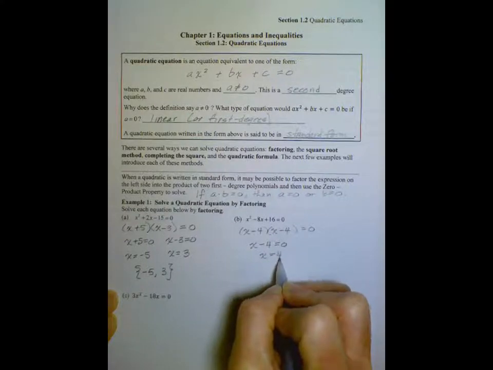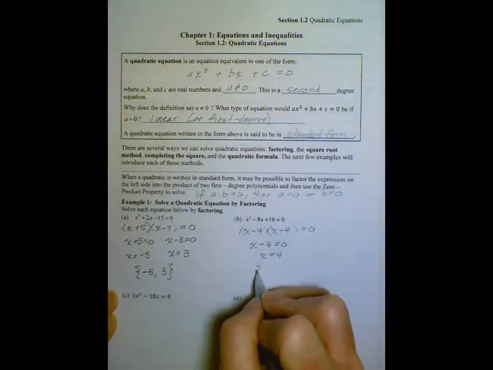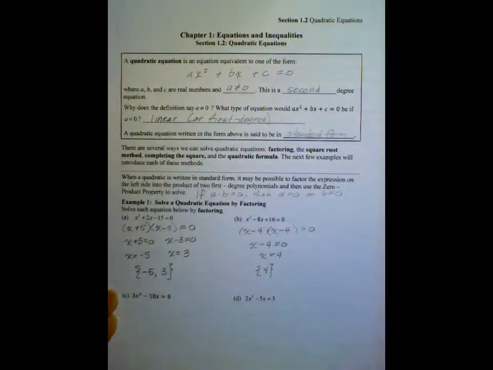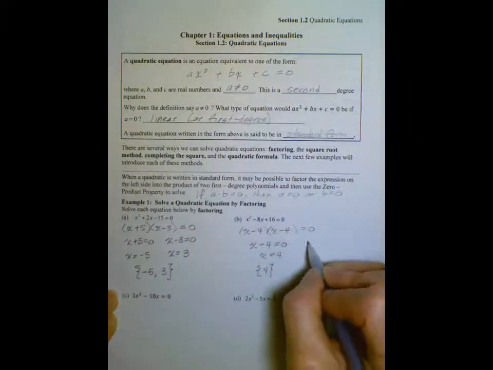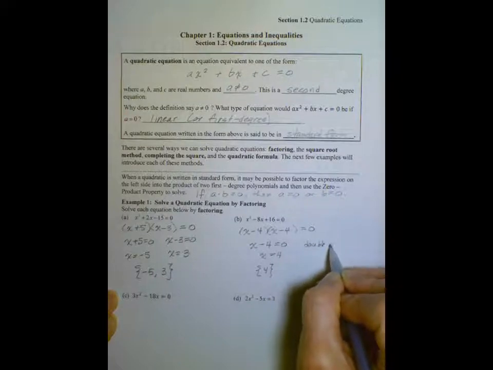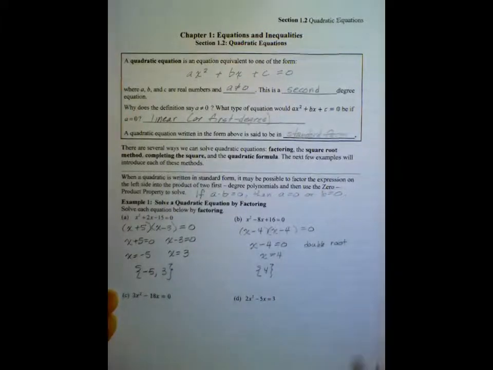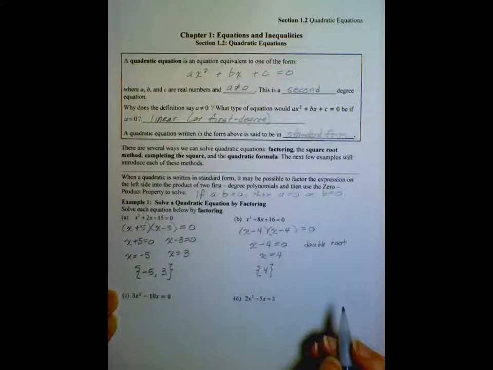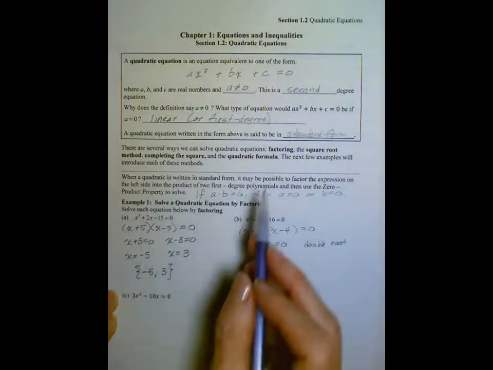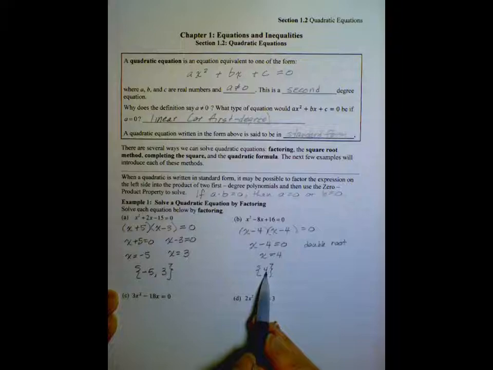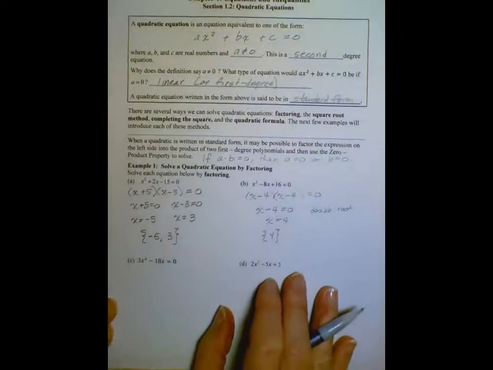Why did we just get one solution? X is 4, curly brackets 4. Well, this is what we call a double root. It occurs twice. Might make a little note, double root. Another name we'll learn in Chapter 5. We won't need this right now, but it's called a root with a multiplicity of 2 because it occurs twice. Okay, so we found that quadratics can have two solutions. They can also have one if it's a double root.